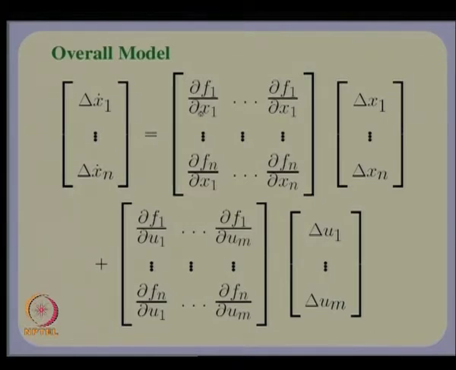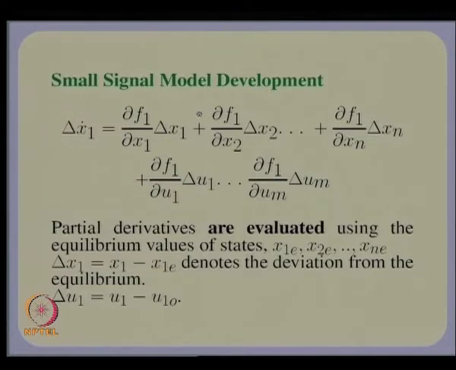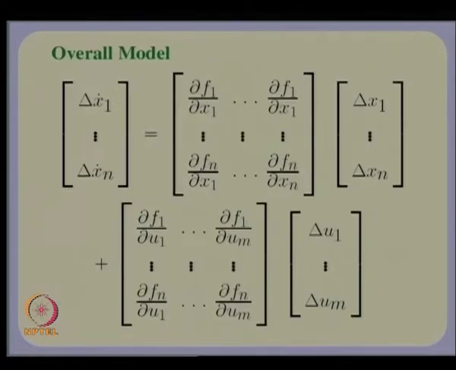So, you do this for x1, but you can also do it for the other x2, x3 to xn, and eventually you will get delta x dot is equal to A into delta x plus B into delta u. This A and B, of course, are these matrices. Note that these are effectively constant matrices because these partial derivatives are evaluated at the equilibrium point. So, equilibrium point essentially denotes the values of the states. So, you have to plug in the values of the states.